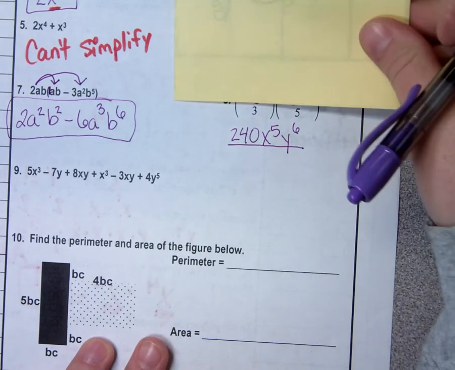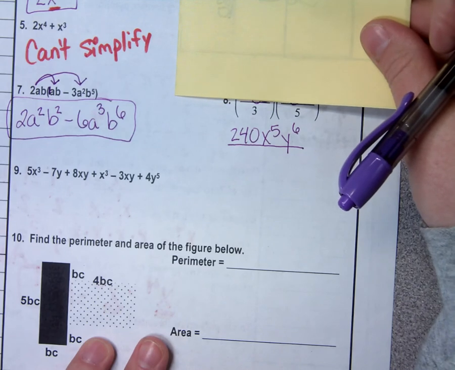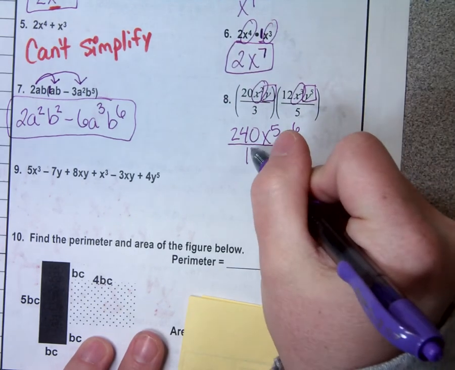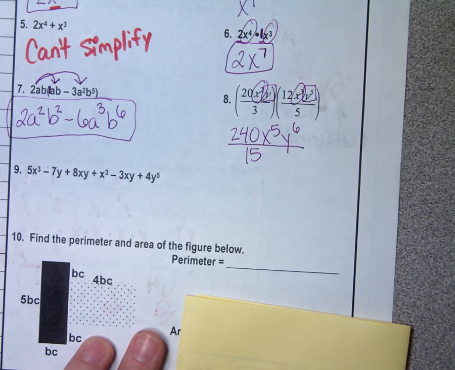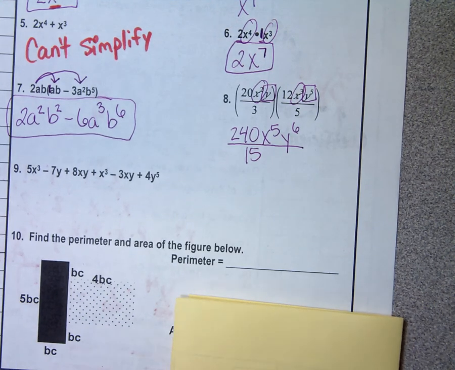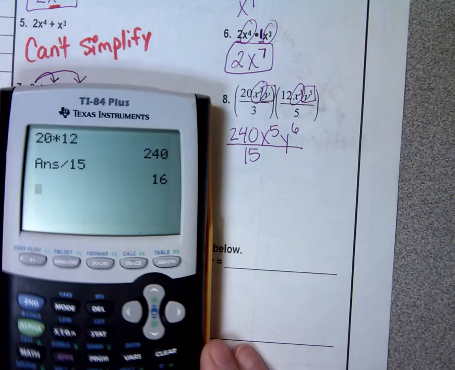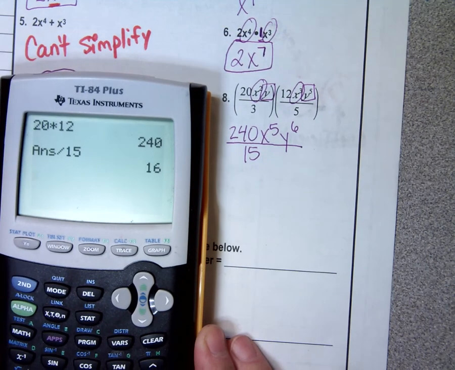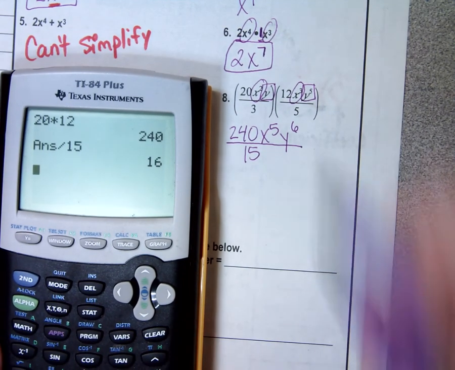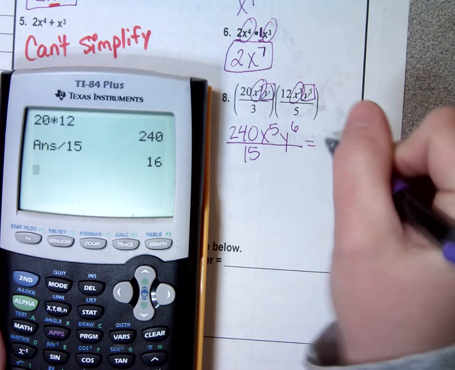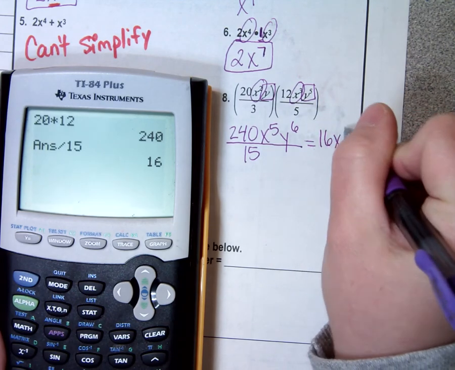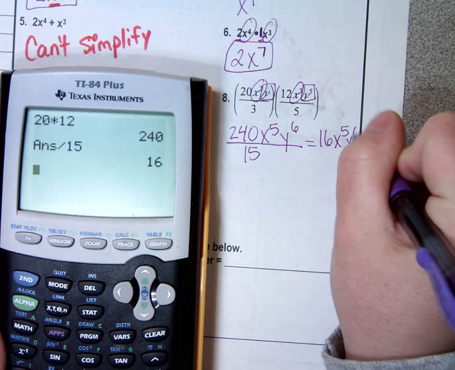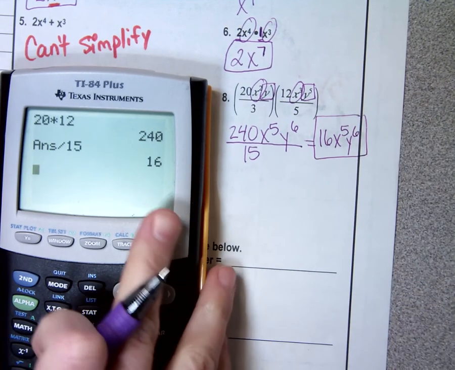Now let's multiply our denominators. 3 times 5 makes 15. And then I just want to see if I can simplify 240 by 15. And so I just tried it in my calculator. I took 240 divided by 15, which does make a pretty little 16. So the answer is 16, x to the 5th, y to the 6th. And now we're done.